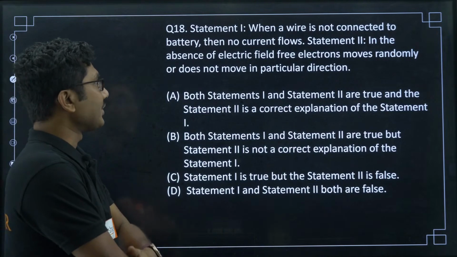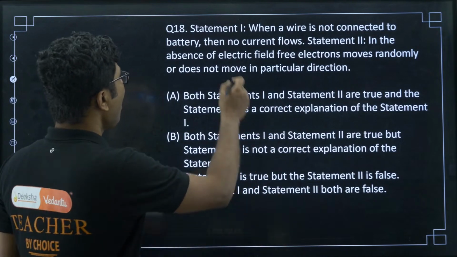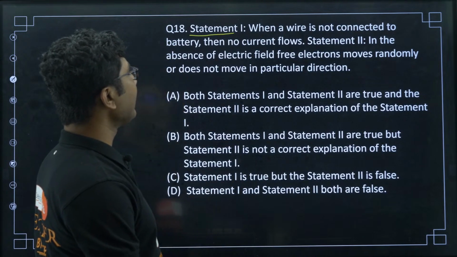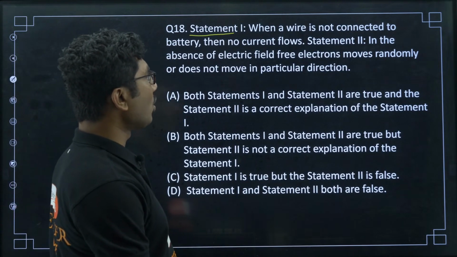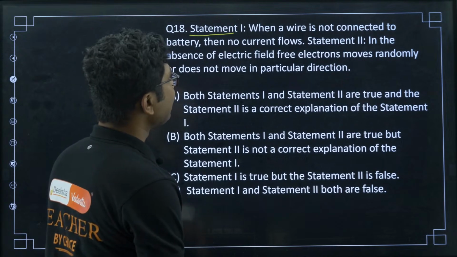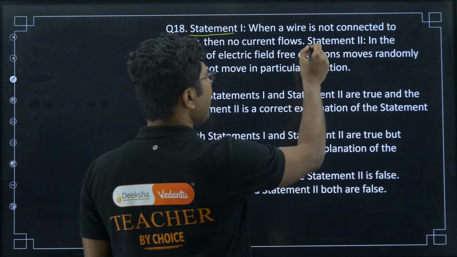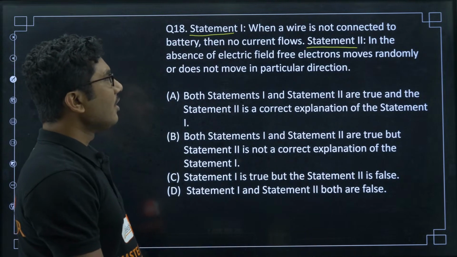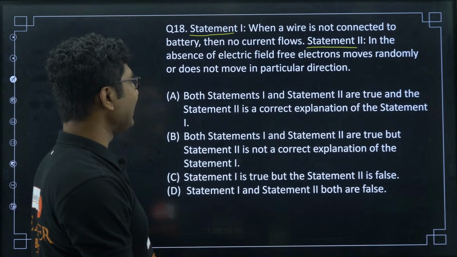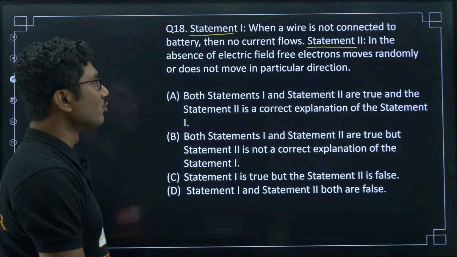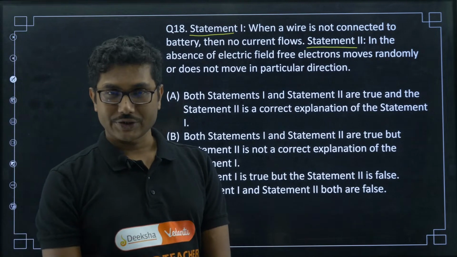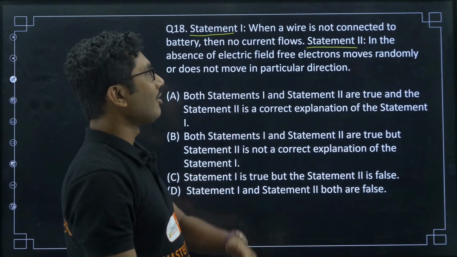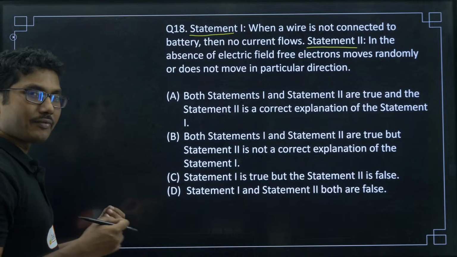Now 18th question. Statement 1: When a wire is not connected to a battery, then no current flows. Statement 2: In the absence of electric field, free electrons move randomly or do not move in a particular direction. So basically it is saying that when a wire is not connected to a battery, then no current flows.